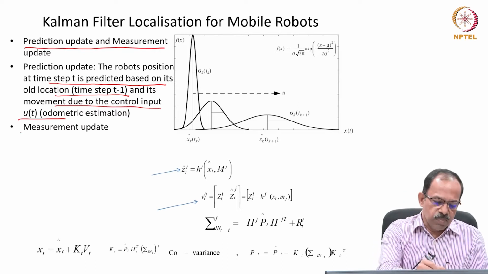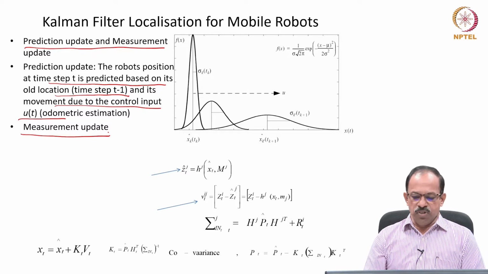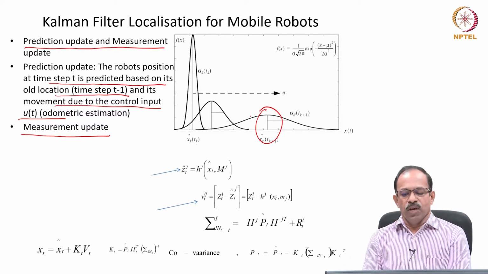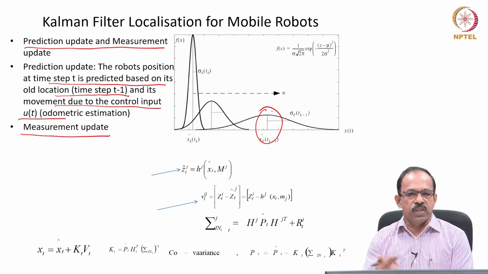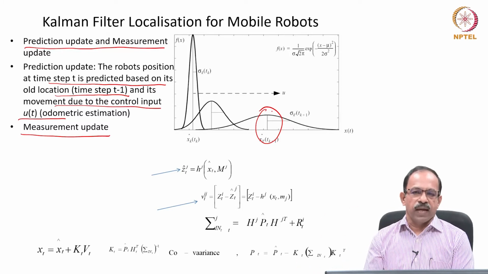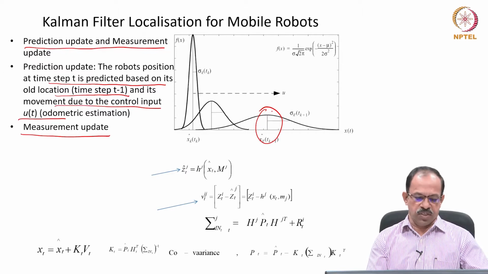The next step is the measurement update. We take the position already obtained using the control inputs and try to update it using the measurement. Measurement is basically the perception update. You measure the surroundings, get some information, and then try to update the position. That is basically the measurement update.